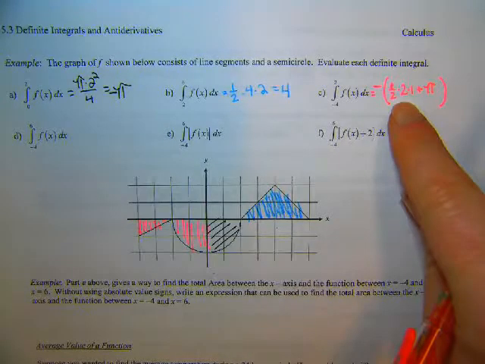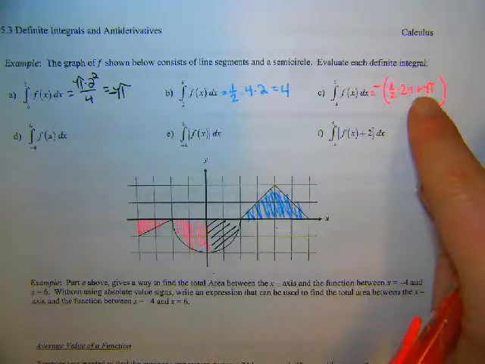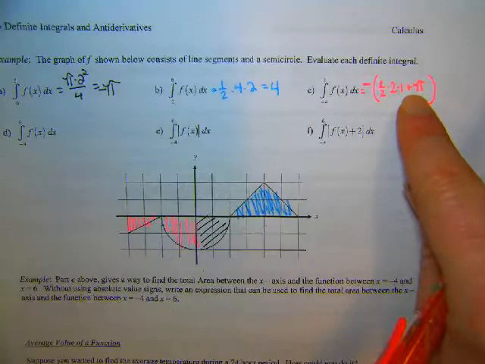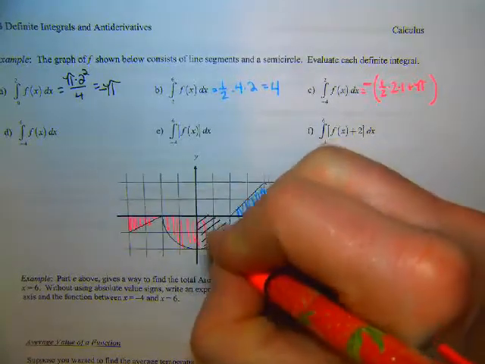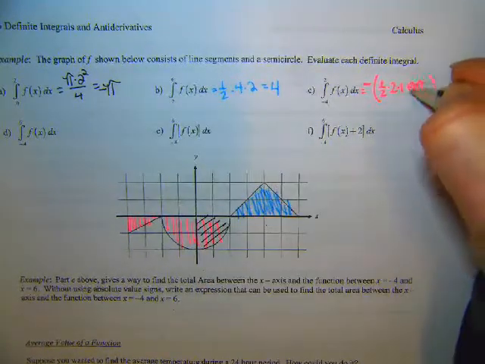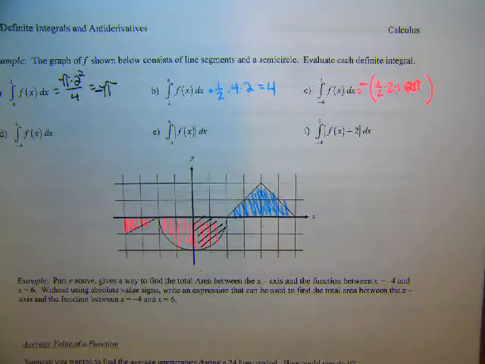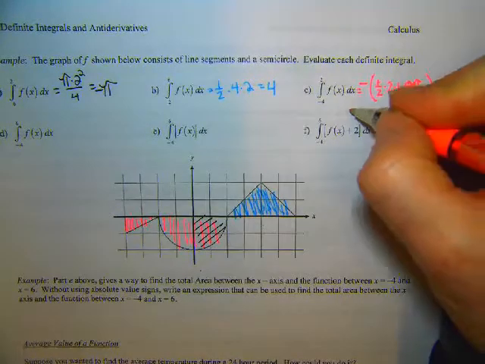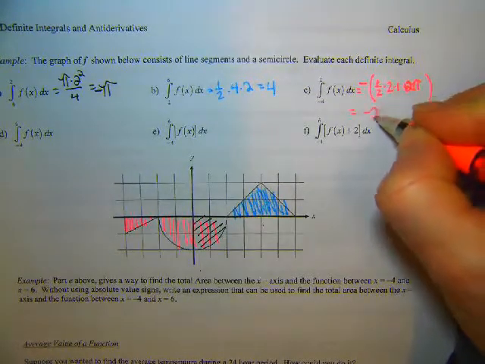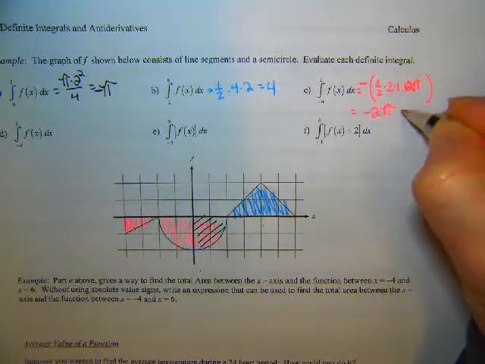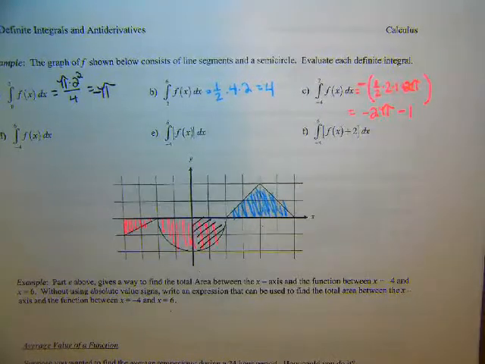Is it minus pi? Well, I'm going to do around the whole thing that way, okay? Is it both of the circles? Yep. Thank you. So I'm going to answer as negative 2 pi minus 1, right?